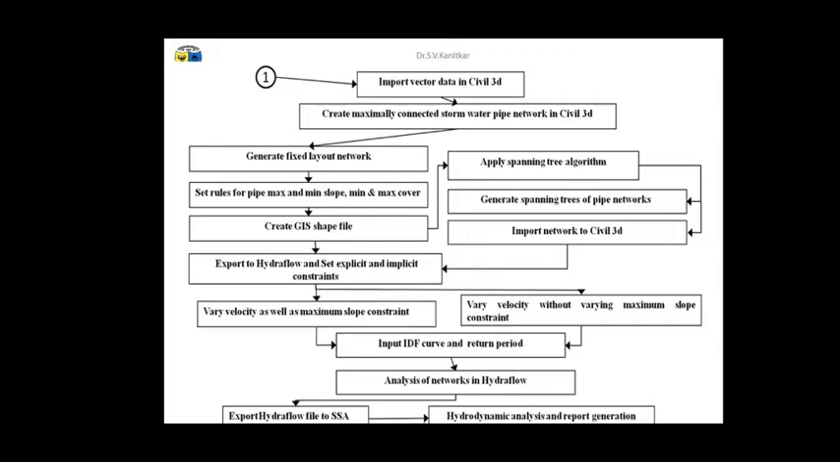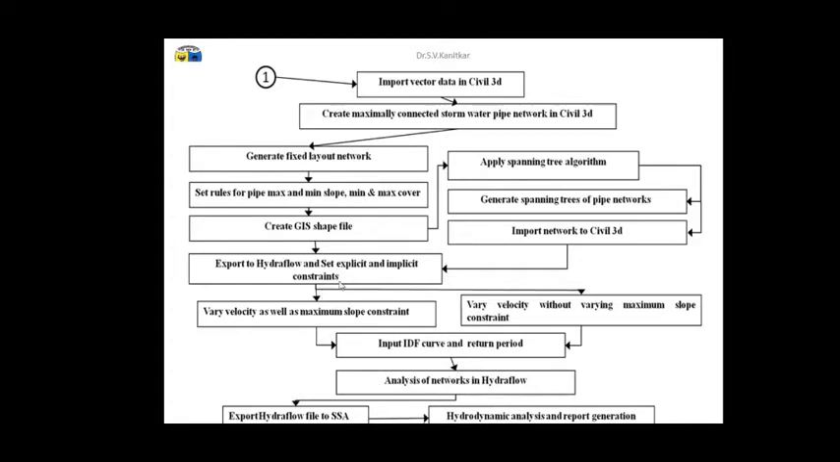That means what are the available diameters from which you have to select, so that you can input. Similarly, you can set constraints related to velocity, from a minimum velocity, that is the self-cleansing velocity of say 0.6 meters per second, to a maximum velocity of say 3 meters per second. Likewise, different constraints you can add along with cover, etc. Then by varying velocity as well as the slope constraint, and along with that the IDF curve input and return period, you analyze the network.